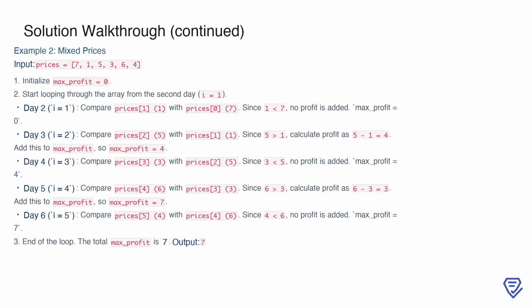Since 3 is less than 5, no profit is added, and max_profit remains 4. On day 5, prices[4] is 6 and prices[3] is 3. Since 6 is greater than 3, we calculate the profit as 6 - 3 equals 3 and add it to max_profit, which now becomes 7.